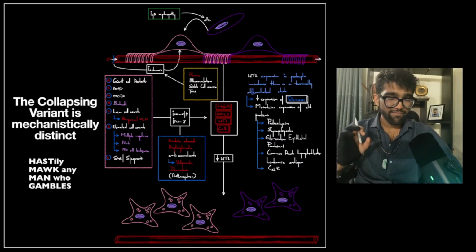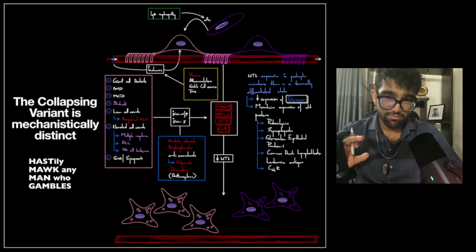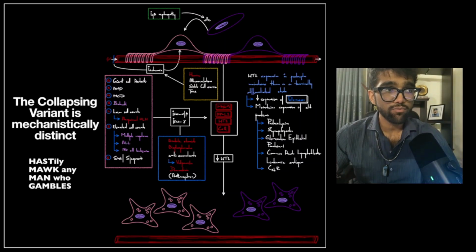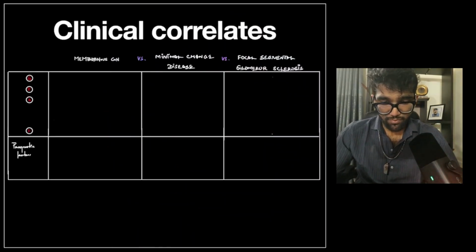So as you can see, there are very specific causes of your collapsing variant of FSGS. It is pathophysiologically very, very different from normal FSGS. So I like to actually consider it as a separate disease entity altogether. Now, finishing off with the clinical correlates of these diseases.